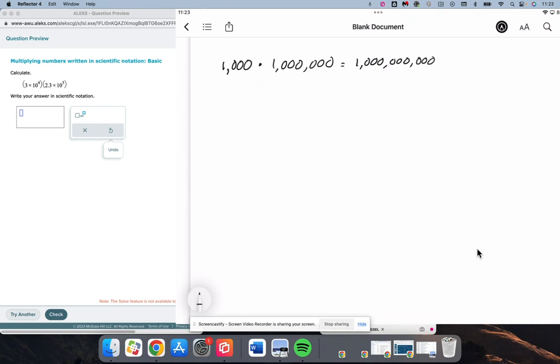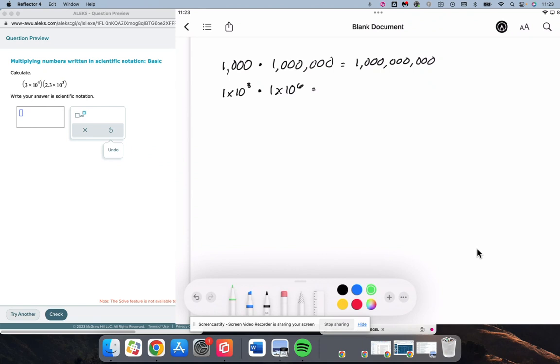Now, if I was to write those numbers in scientific notation, 1,000 would be 1 times 10 to the power of 3, and 1 million would be 1 times 10 to the power of 6. You'll notice that when we did it just by counting zeros, we ended up with 9 zeros. The exponent 3 and the exponent 6, if I add those two exponents, 3 plus 6 makes 9. So this would be the same as 1 times 10 to the 9th.